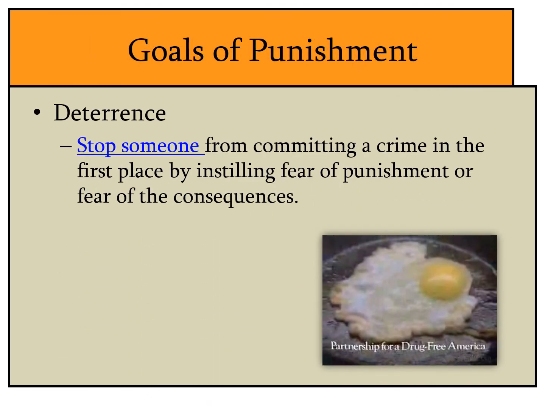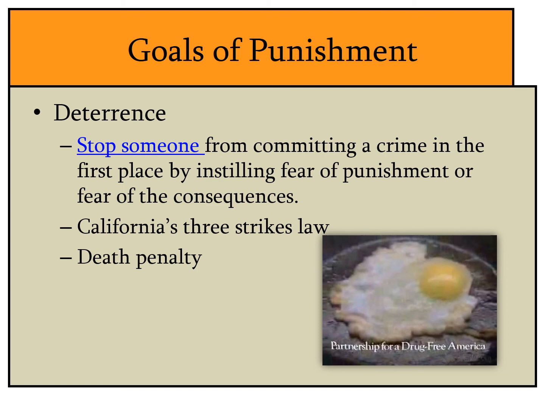Okay, so deterrence is when we try to stop people from committing crime in the first place by instilling fear of punishment or fear of some consequence. So, for example, the death penalty would be an example of deterrence, where the idea is that if we make the punishment harsh enough, people will not commit crime in the first place. So if somebody knows, for example, that if you commit a crime, you're going to get the death penalty, the idea here is that that person is less likely to commit that crime. So we try to deter somebody from engaging in crime in the first place. So this is what deterrence means.